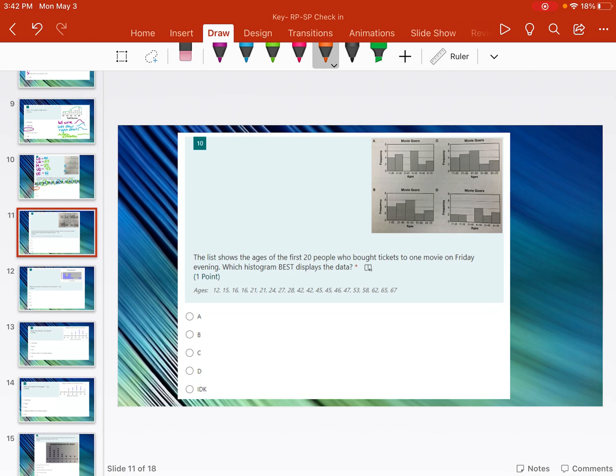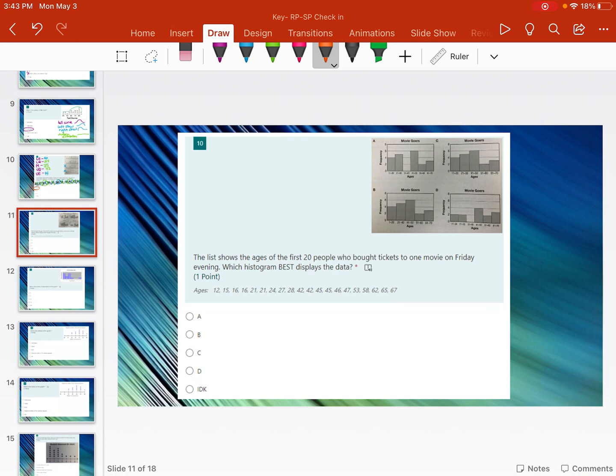Okay, this is a very similar problem where they are asking us to look at the data set and see which of these graphs would be matching to that. So I can already see the data's in order. It goes from 12 up to 67. If 12 is my smallest number, that doesn't cross anything out, so that's helpful. Remember with histograms, the ranges do have to be the same. So I'm looking at 11 to 20, 21 to 30, 31 to 40, 41 to 50.